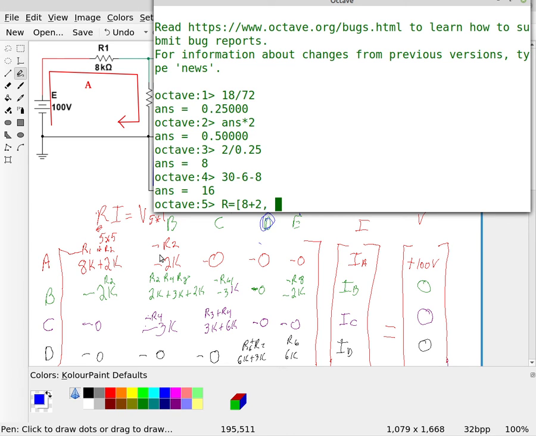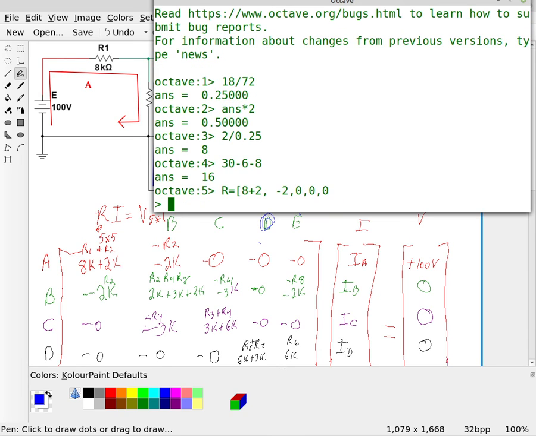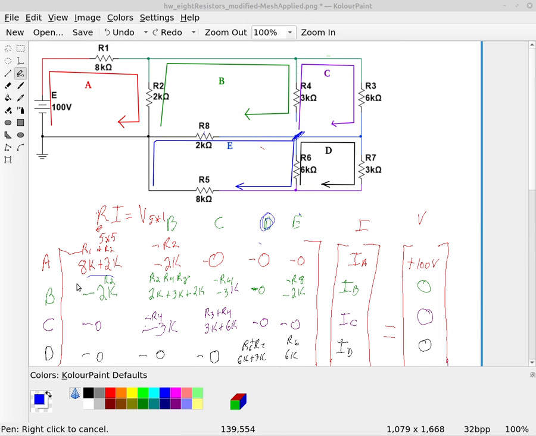But here we have our 8 plus 2, and then we have a minus 2, comma 0, comma 0. And again, I could put a negative sign there, but it's really unnecessary. Alright, now I could put a semicolon here, or you can actually just hit enter and type it on another line. That's valid also. Alright, so now we're doing the second row down here. We're going to do this row, which is the B row.